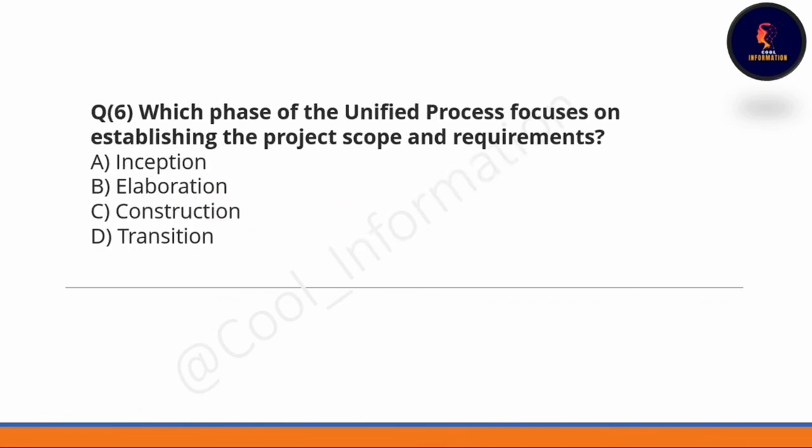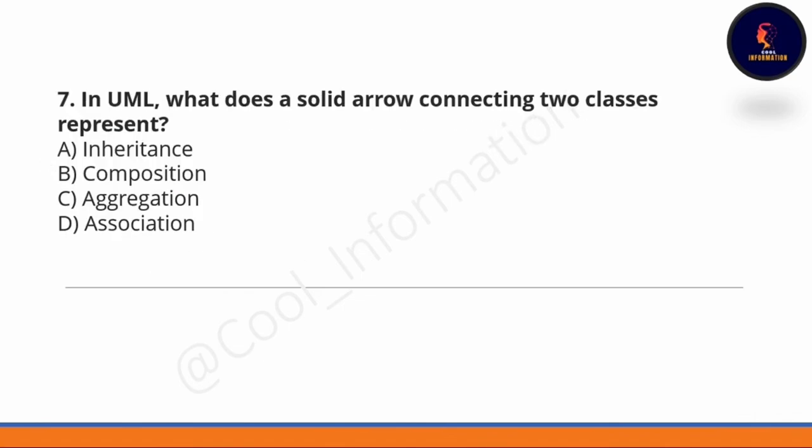Moving to the next question, which phase of the unified process focused on establishing the project scope and requirement? Option is inception, elaboration, construction or transition. Option A is correct, inception. Next question, in UML, what does a solid arrow connecting two classes represent? So solid arrow in the UML actually represents association.